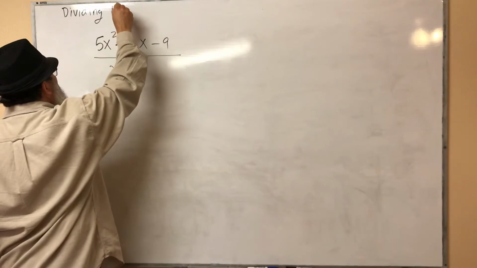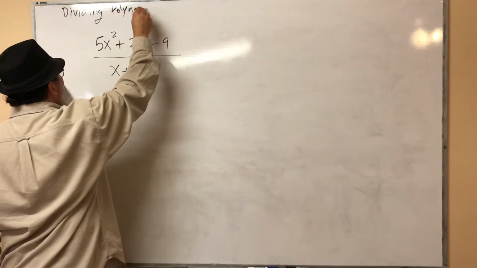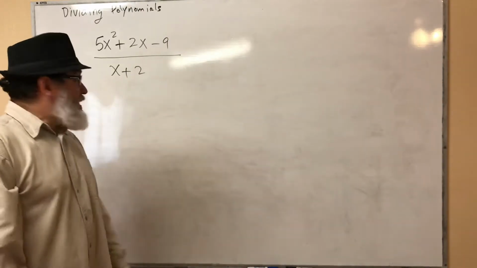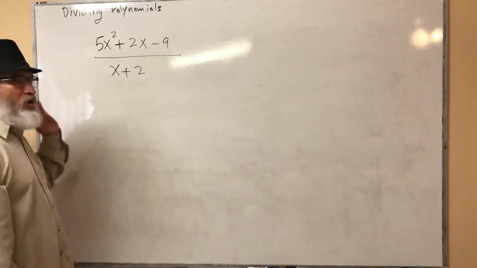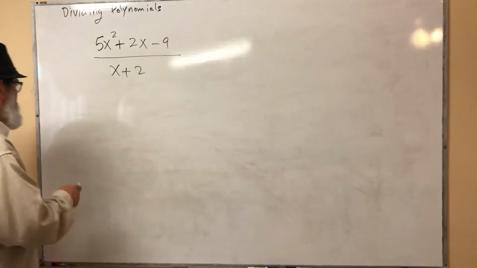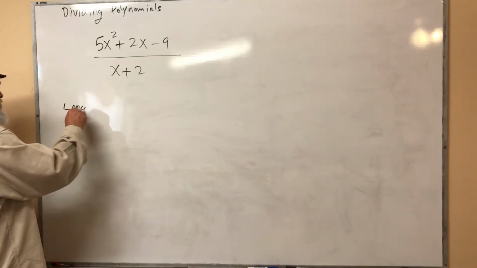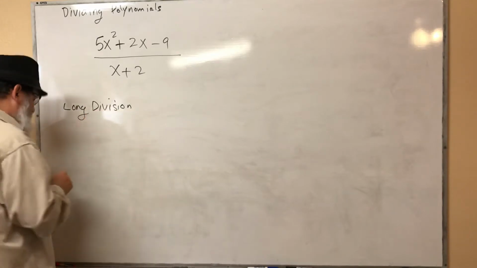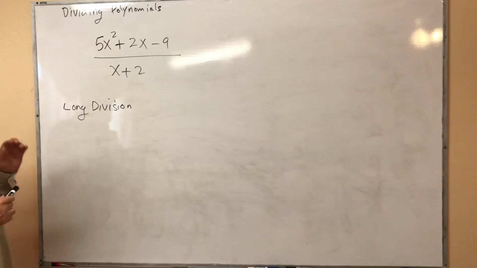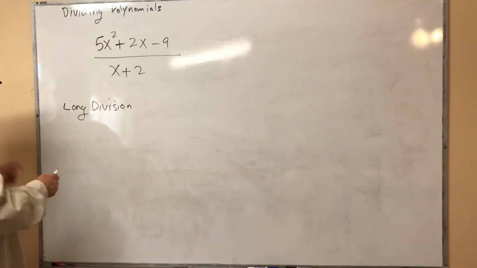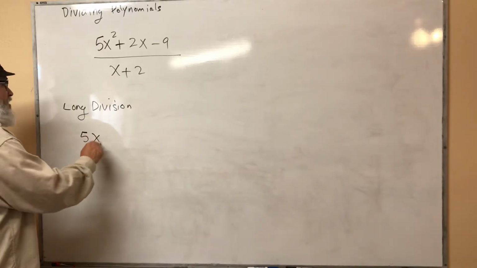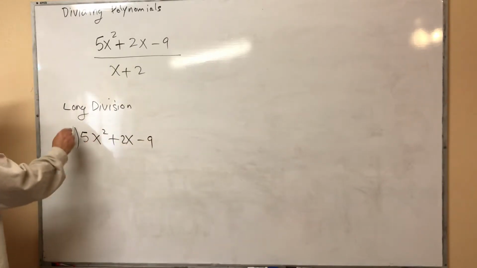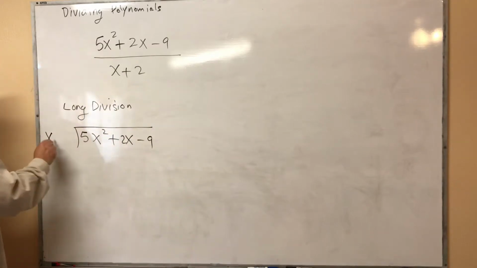polynomials. Okay, so we're going to use long division. First thing we need to do is do it this way. 5x squared plus 2x minus 9 divided by x plus 2.